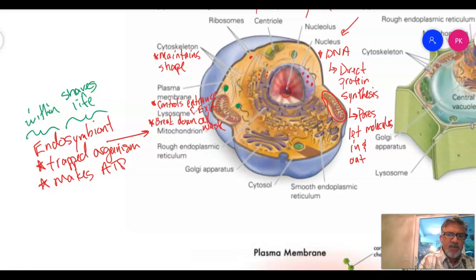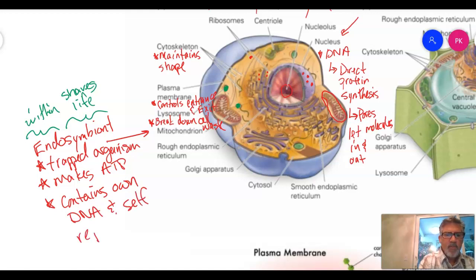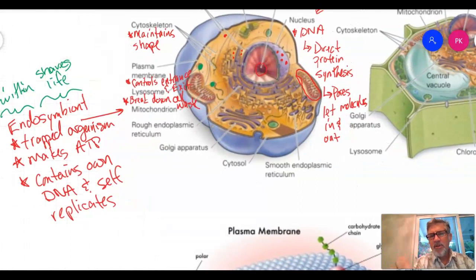But the reason why we say it's an endosymbiont is it contains its own DNA and self-replicates. So I have instructions in my nucleus for making all the other cell parts except for the mitochondria, it makes itself. Right, and actually we get the mitochondria from the egg. So all your mitochondria came from your mother, and then it just self-replicated. If it needs more of itself, it makes more. Right, if it doesn't, it doesn't.